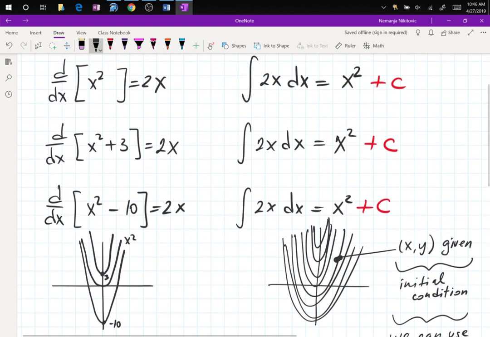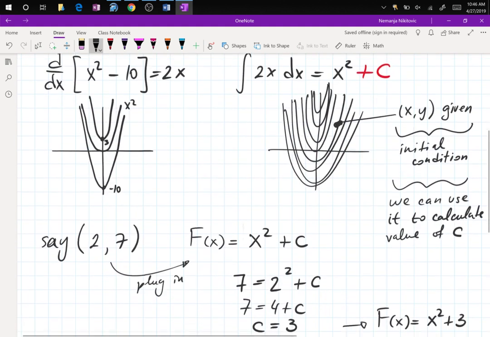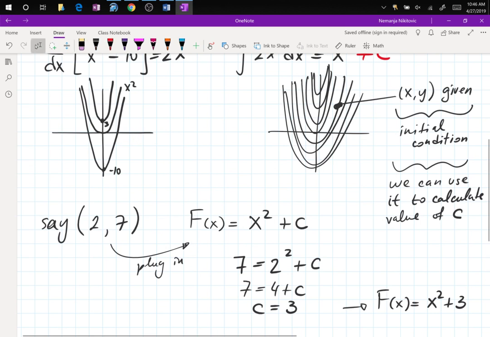So you were able to calculate this function and single it out of all other functions. But that's just because 2, 7 was given to you. If you don't have 2, 7 given, and most of the time you don't, you just leave it as the antiderivative, which is x squared plus c.